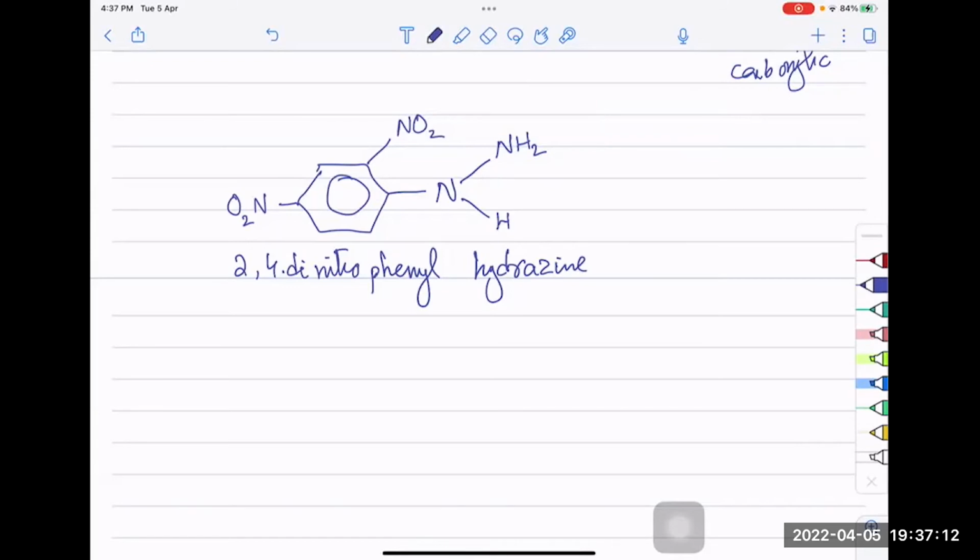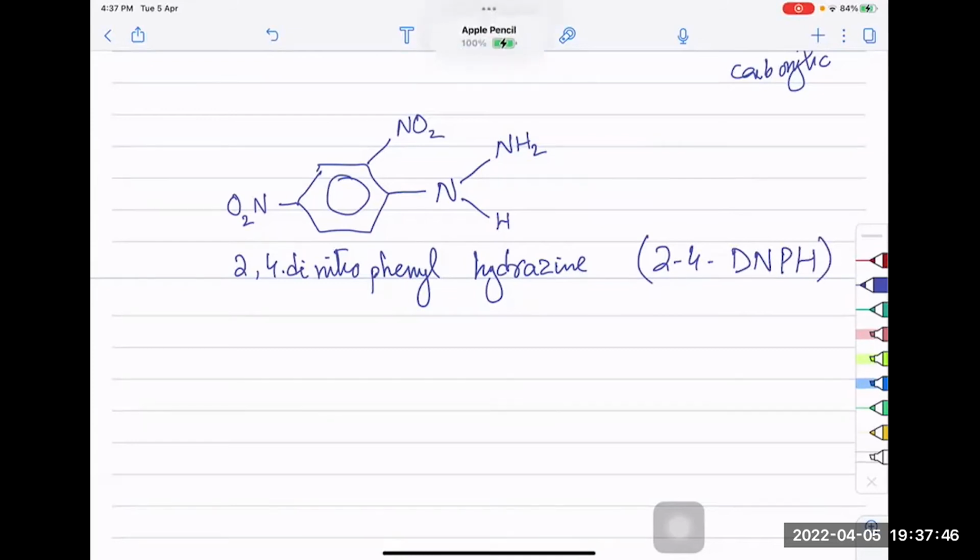Why is it dinitro? Tell me. Because it has 2 NO2. Exactly. And phenyl, because this ring, if it is a branch, then we call it phenyl. If it's not a branch, we call it a benzene. But if it is a branch, then we call it phenyl. Okay? This is its name. And hydrazine. So now it's such a long name, so we shorten it. We call it 2,4-DNPH.